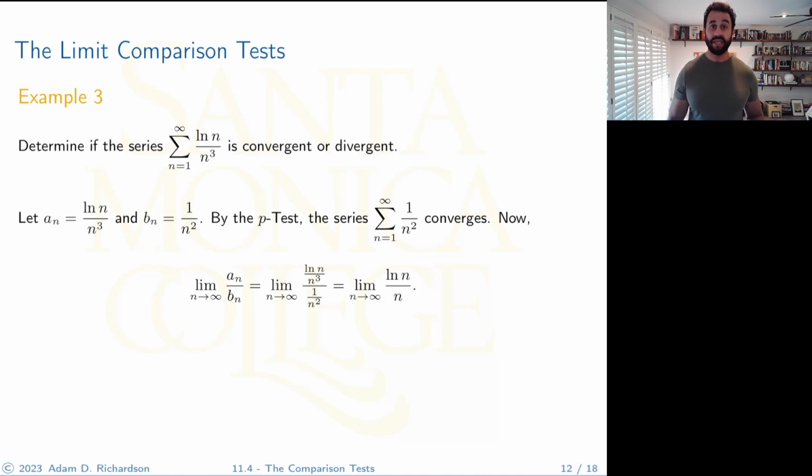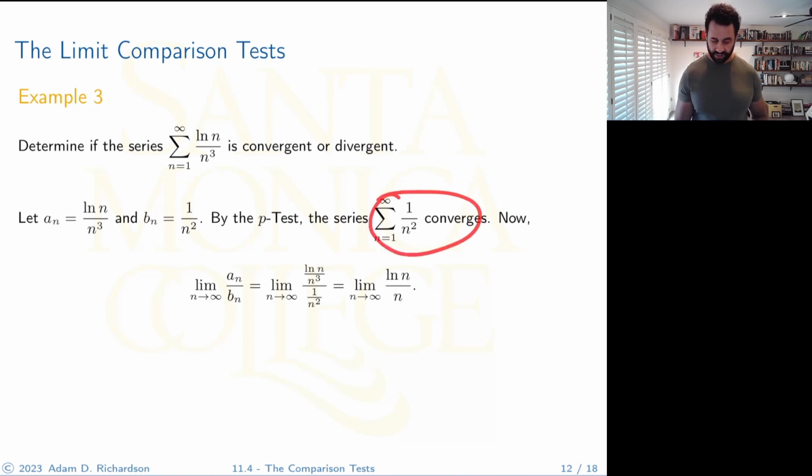So the tricky part here is we're going to compare to this instead. We're going to compare to the series 1 over n squared. What do we know about that series, or the series that has 1 over n squared as terms? Well, this series converges by the p-test because p is greater than 1. P is equal to 2 in this case.